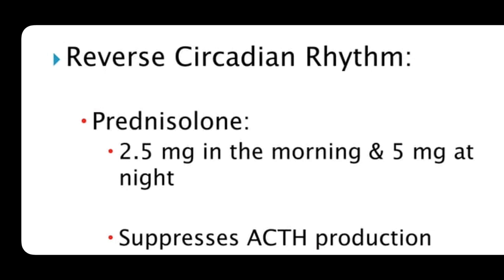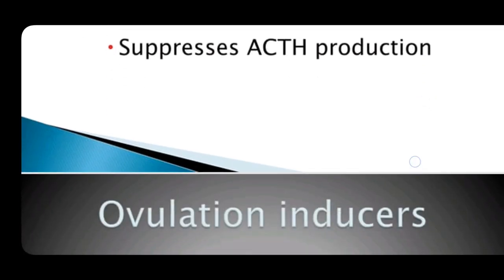The circadian rhythm has been lost regarding PCOS. So, to reverse the circadian rhythm, sometimes we use prednisolone 2.5 mg at morning and 5 mg at night and suppress ACTH production.